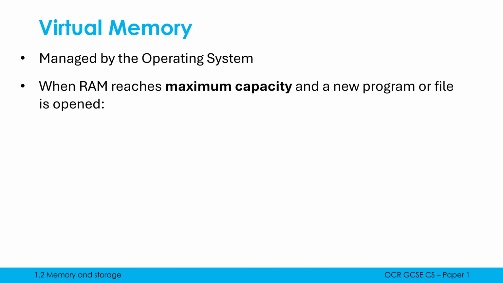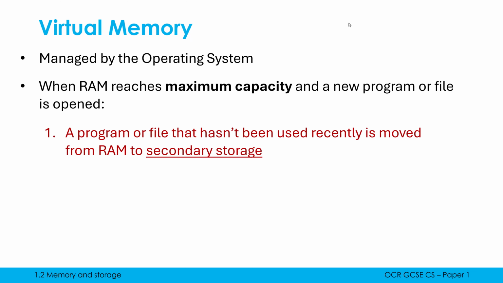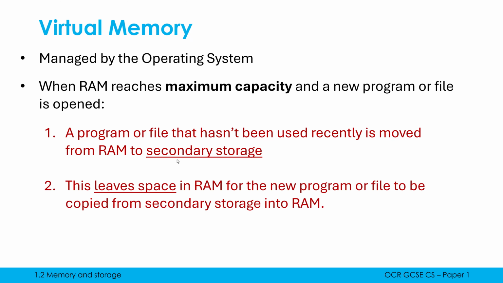So how does virtual memory work? Well, when RAM is reaching maximum capacity and we try and open a new program or file, we haven't got space for it currently. So what the operating system will do is, first of all, take a program or file which hasn't been used recently and move it from RAM to secondary storage. And that summarizes what virtual memory does. We are using secondary storage as an overflow space for programs and files. So this will free up a space in RAM for the new program or file to be copied from secondary storage into RAM.